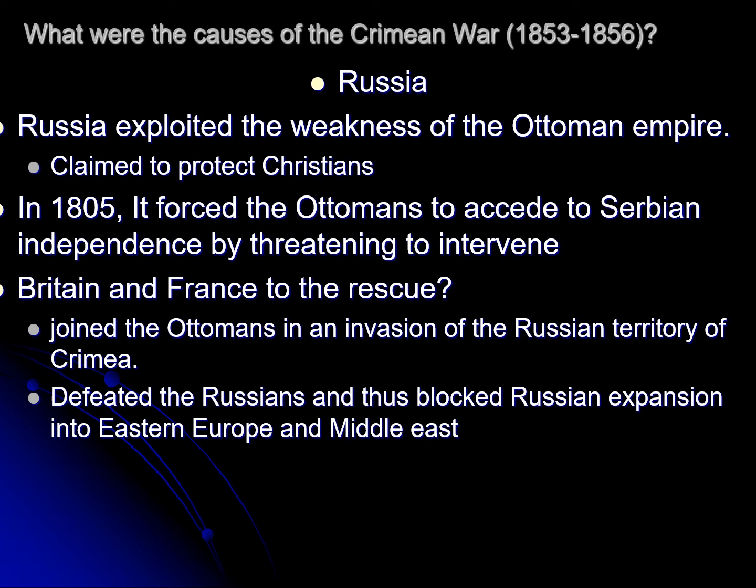But the British and the French do. The British and the French join the Ottoman and invade Russian territory to help the Ottoman defeat Russia. The Russians are defeated, pushed back, and the Ottoman are able to hold on to these territories in the Crimean War. This obviously is huge. Super significant. Significant for two major reasons.